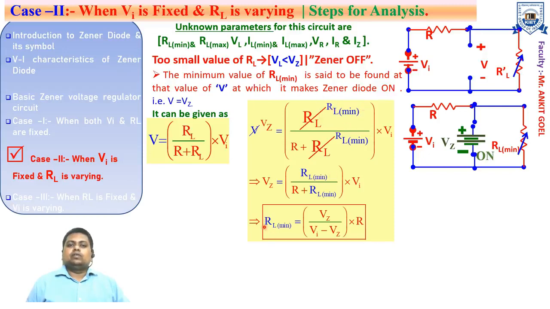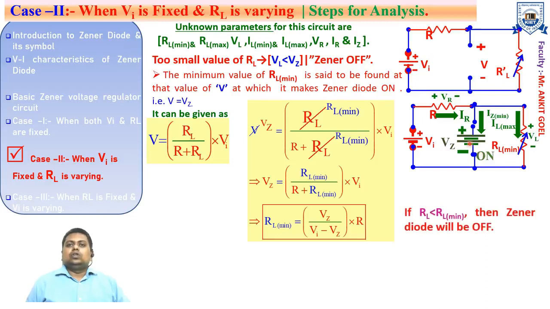That is, V is replaced by VZ, and RL will give me the minimum value of the load resistance. So the minimum value of the load resistance can be calculated as RL minimum is equal to VZ upon VI minus VZ into R. If the load resistance value is less than the minimum value, the Zener diode will be 100% in the off state. So you need to find the rest of the unknown parameters.